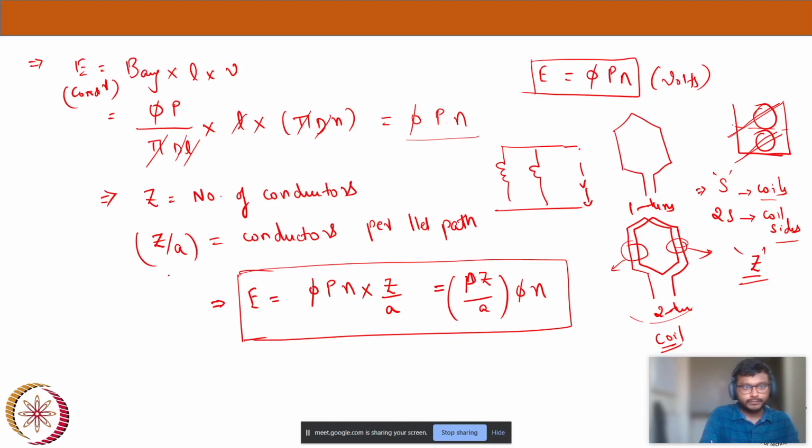Pz by A phi n volts. How much current will flow through the armature in this case? Zero, because it's open circuit. No current will flow.